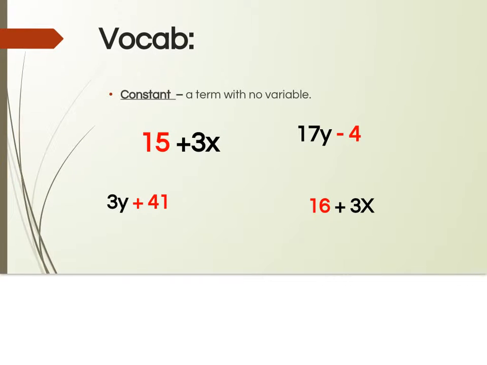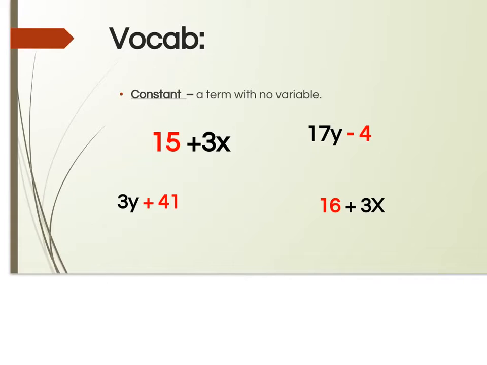A constant is a term with no variable. It is a number like 15 that does not have a letter with it. Plus 3x is not a constant. In the expression 17y minus 4, negative 4 is the constant.